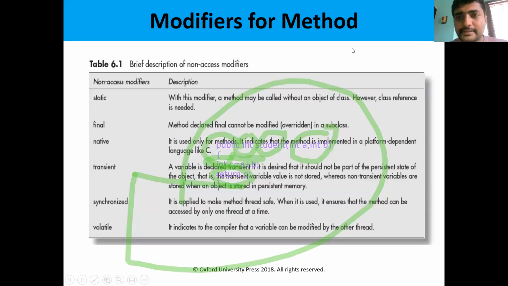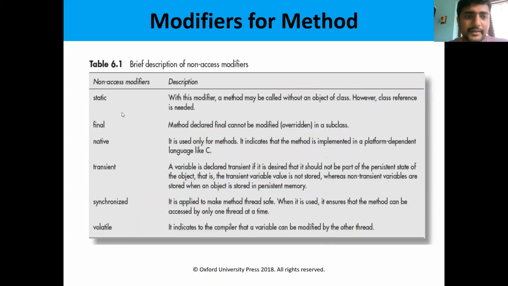Methods also have some access specifiers and non-access specifiers. Access specifiers means public, private, protected. Non-access specifier means the keyword's purpose is not to restrict the access. These are meant for other purposes. Each keyword has some special purpose. Here we have static, final, native, transient, synchronized, volatile. These are the keywords used along with the methods.